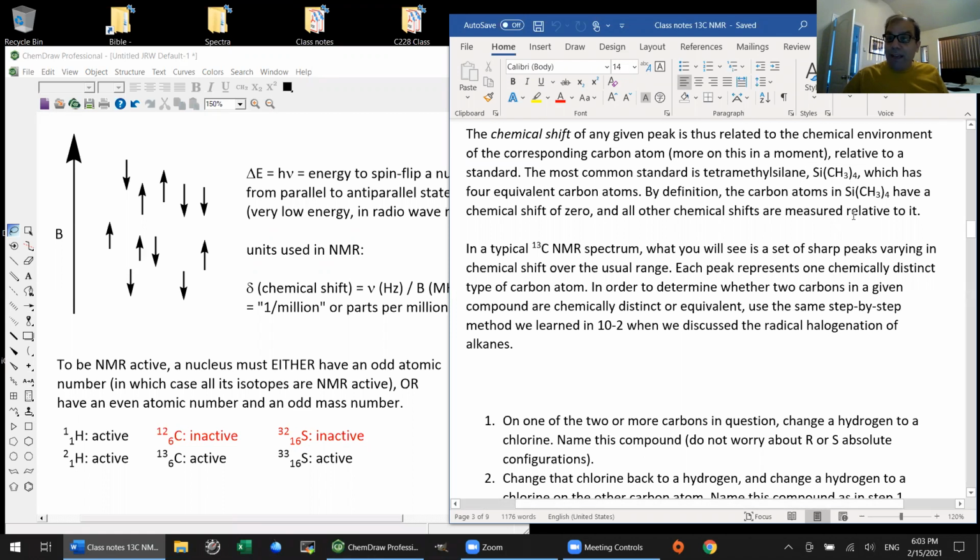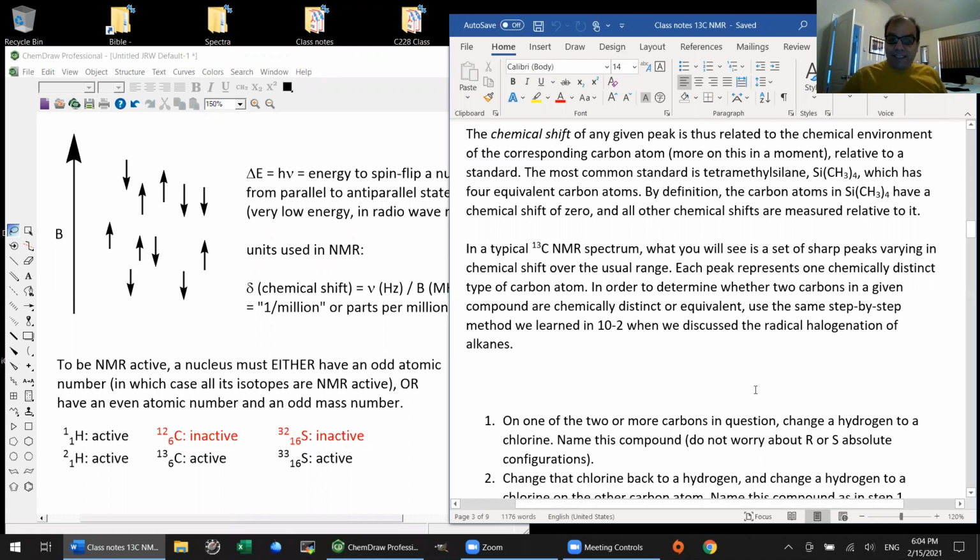And by the way, tetramethylsilane is also the most common standard used for proton NMR. We'll do the same thing with that one. All 12 hydrogens are equivalent. We find out where they show up and we say that's 0, and everything else is then relative to that. And yes, you guessed it, tetramethylsilane is also very commonly used for silicon-29 NMR, which is sometimes used by people who do a lot of silicon chemistry.